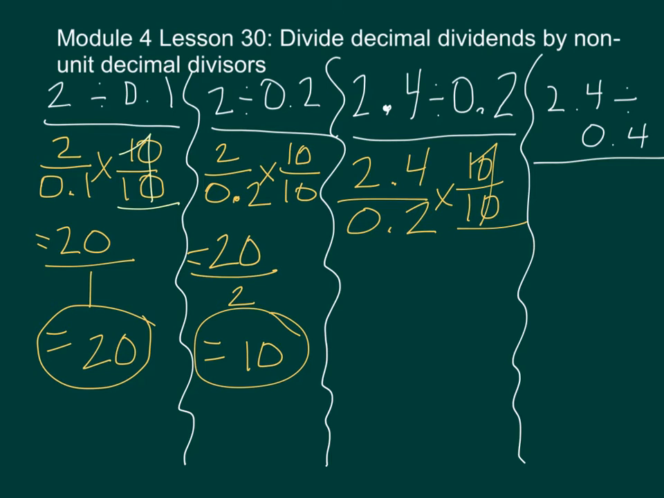2 and 4/10 times 10 is 24. 2/10 times 10 is 2. So my answer is going to be 12.